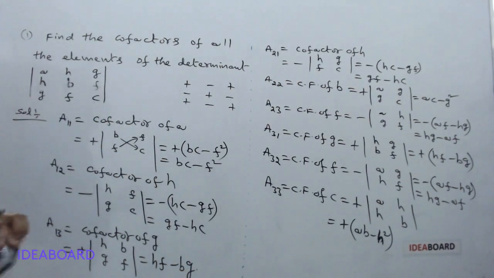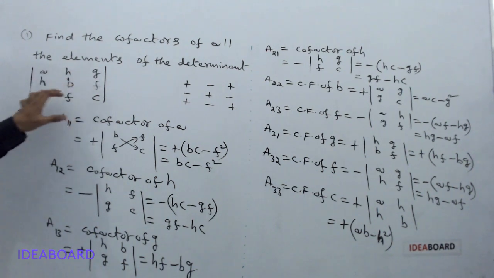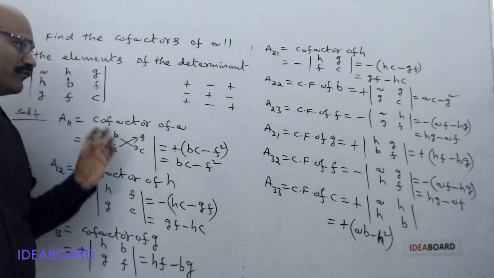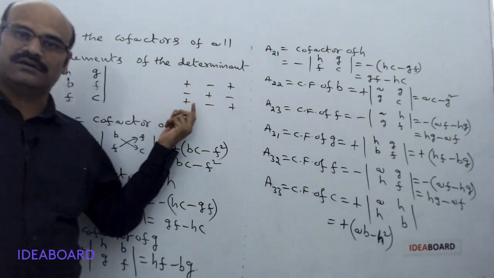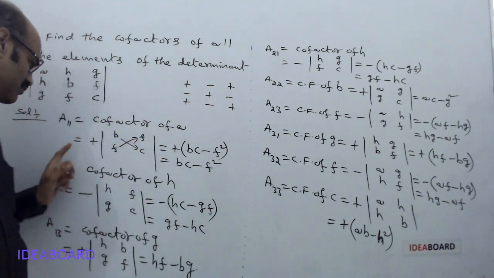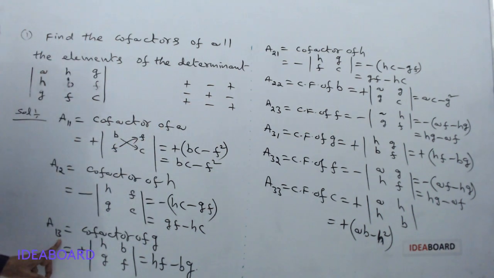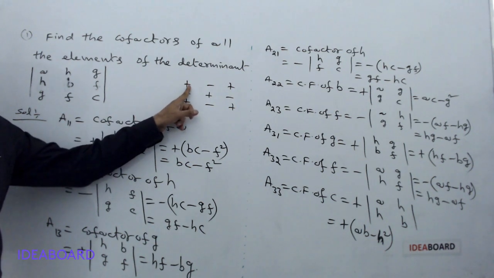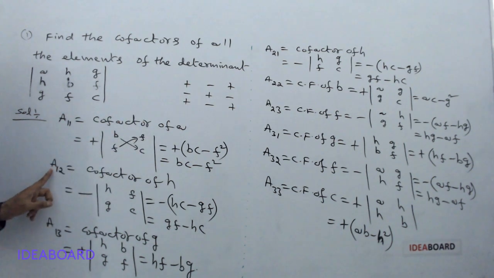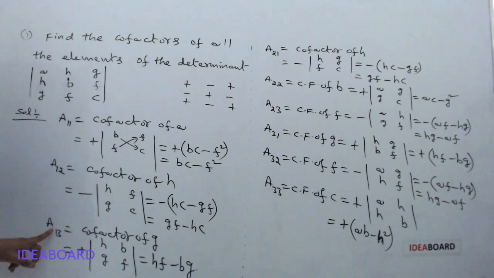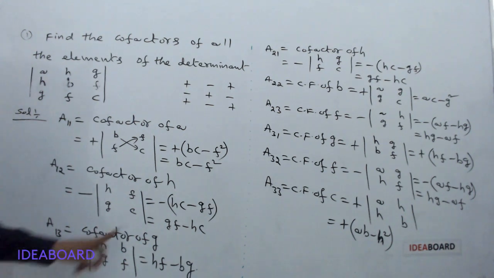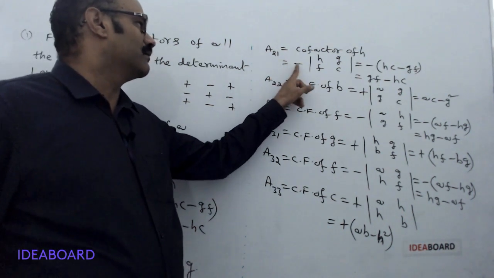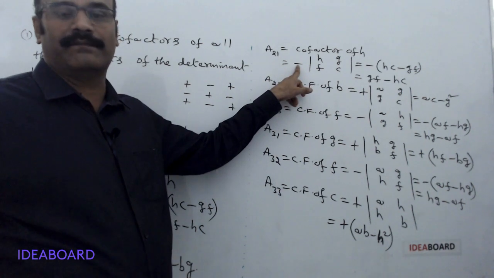Now whenever you want to find the cofactors of each and every element for a 3 by 3 matrix, we no need to write minus 1 whole power 1 plus 1, minus 1 whole power 1 plus 2, minus 1 whole power 1 plus 3. If you take minus 1 whole power 1 plus 1, we get plus 1. So we are writing plus directly. A12: minus 1 whole power 1 plus 2 is minus 1. Minus 1 whole power 1 plus 3 is plus 1. Minus 1 whole power 2 plus 1 is minus 1 whole power 3, minus.